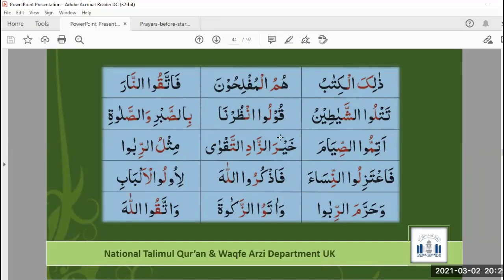Kulun zurna. Yes, you corrected this one, but the lun is only one second. We are not doing fa here, but kulun zurna. Kulun zurna. Isabri wasolat.